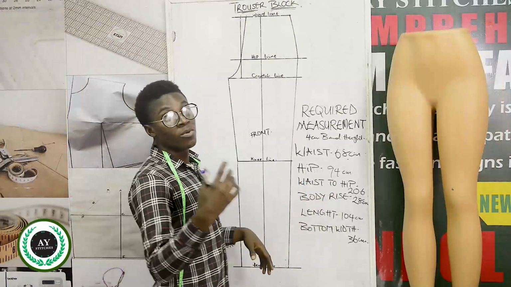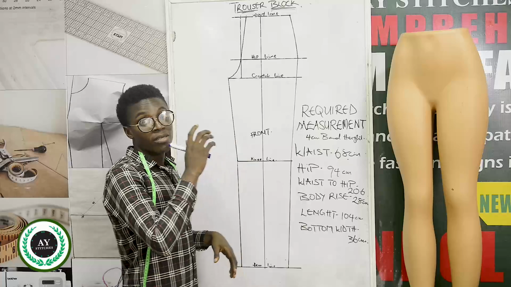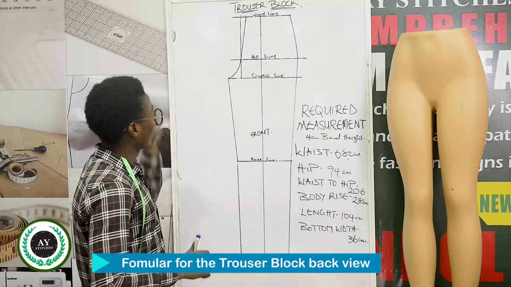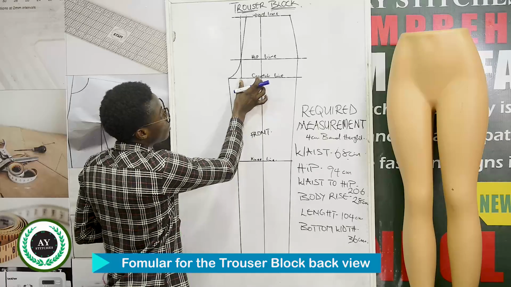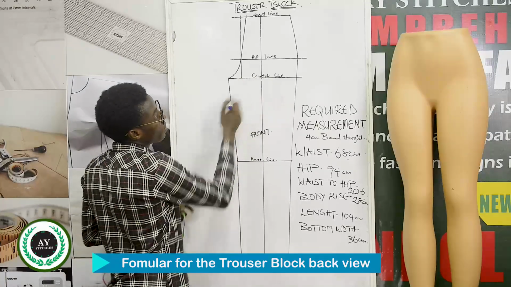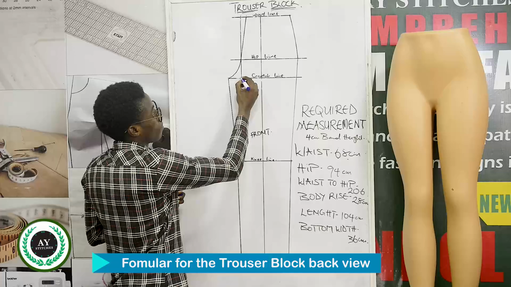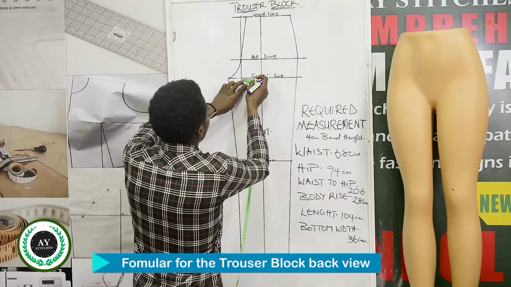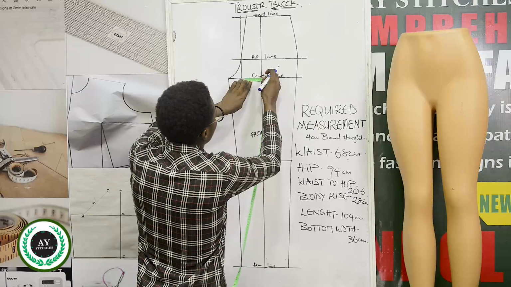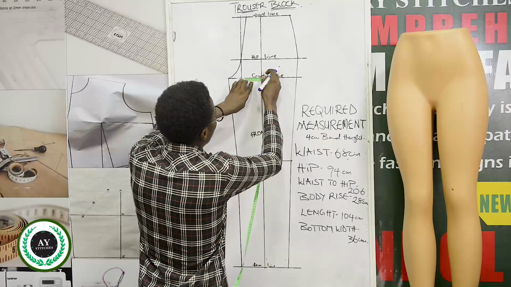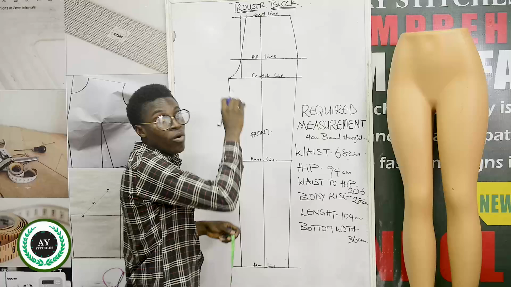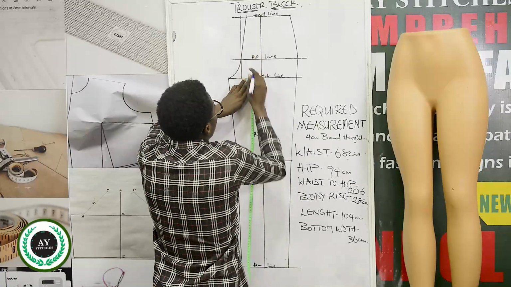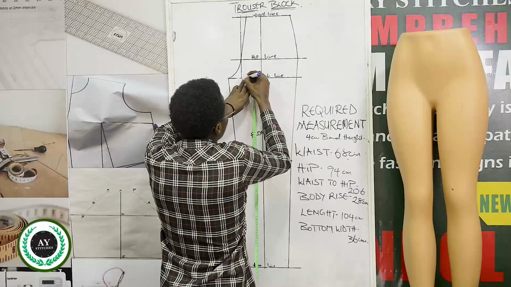Okay, so now we're going to be moving straight to the back view. So what you need to do first for the back view is to divide the measurements you get from this point and this point. Divide the measurements by 4. So now let me measure. So what I have here is 7.5. 7.5 divided by 4 is 1.8. So you're just going to be taking the measurements from this line, 1.8.